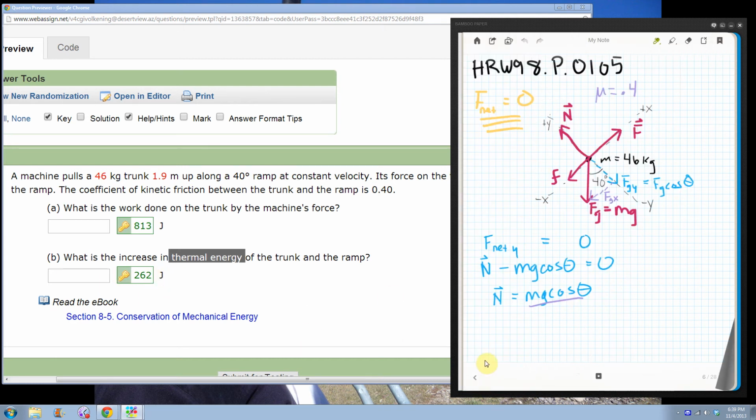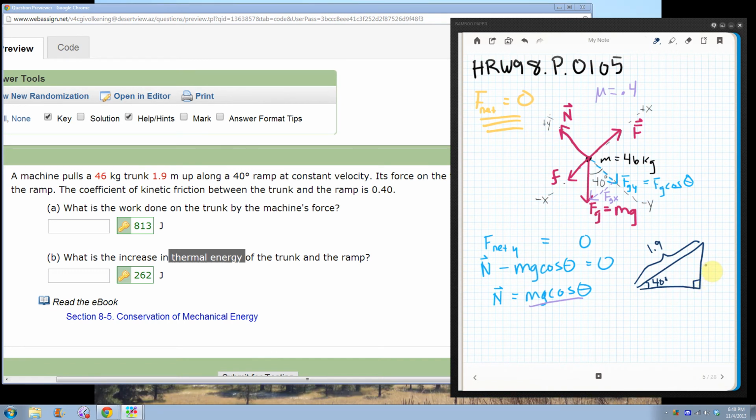Another way to get it is to realize that when you drag this thing up your ramp, it gains height because this is 40 degrees. It is dragged a distance of 1.9 meters. Therefore, it gains a height of sine 40 times 1.9, or in this case, 1.22 meters. So this is 1.22 meters. Well, if it gains height, it gained potential energy.